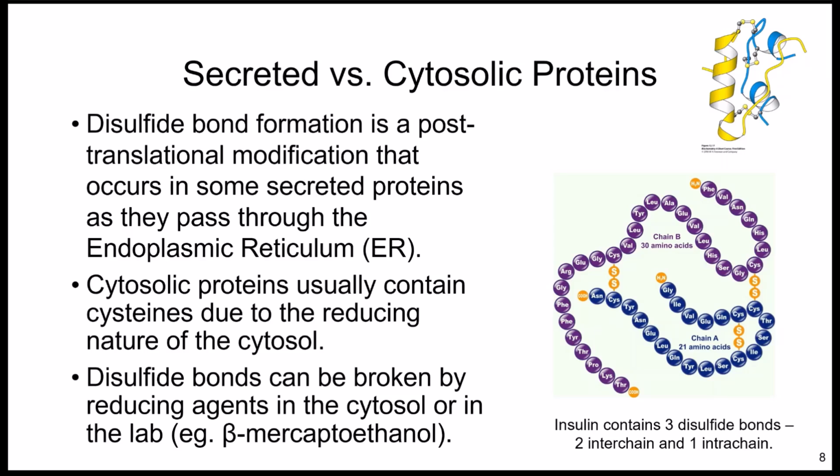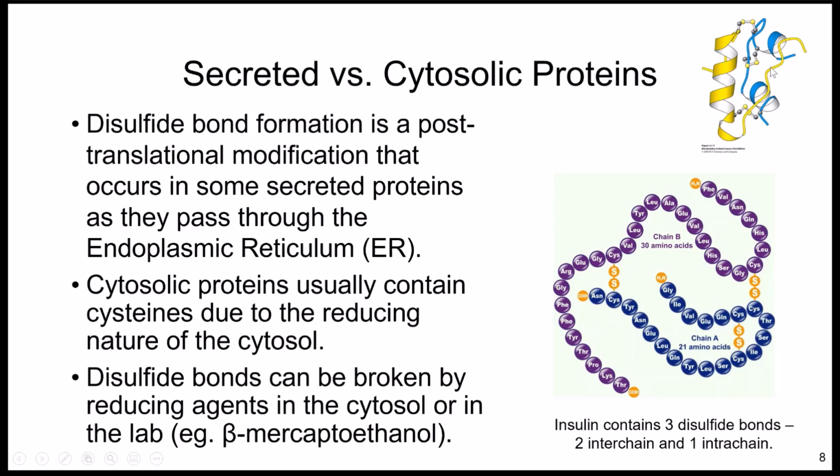On the right are two images of insulin, a secreted hormone that helps with glucose homeostasis, and we see some disulfide bonds that are introduced to stabilize its structure. It contains two interchain disulfides between the yellow and blue chain on the top, or the purple and dark blue chain on the bottom, as well as one intra-chain disulfide, which you can see within the blue chains.